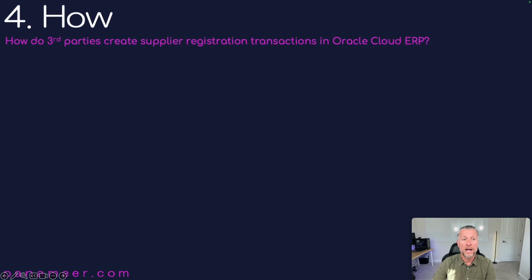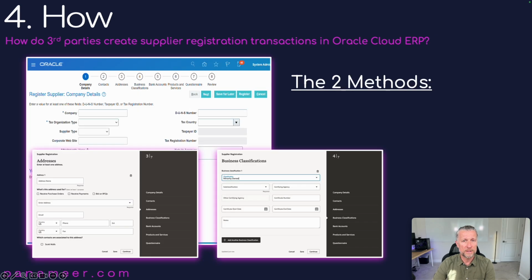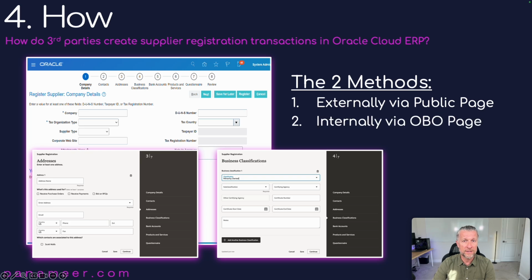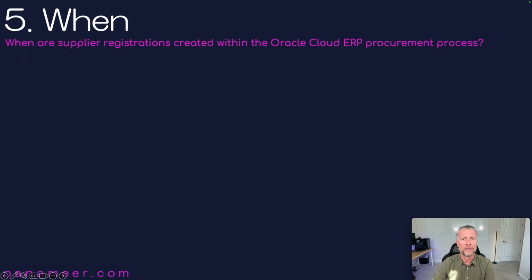Slide 4, how do third parties create supplier registration transactions in Oracle Cloud ERP? Well, two methods as you would expect: externally using the public facing page, or internally using a subset of that functionality where internal resources can create supplier registration transactions on behalf of the supplier, like our patient refunds example before.